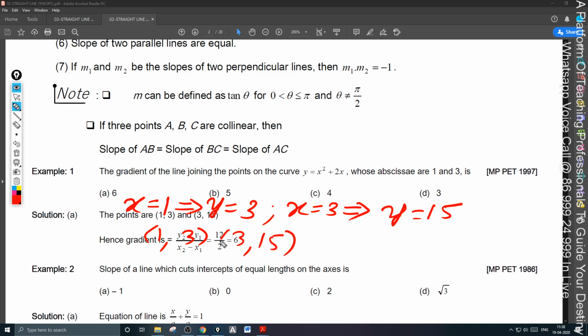And hence the slope, these are the 2 points on the line, implies slope is equal to 15 minus 3, 12 by 2. It is 6. Slope is 6 here. Simple question only, but for the sake of fundamentals, I discussed it. Next.